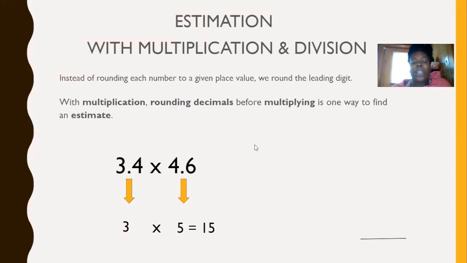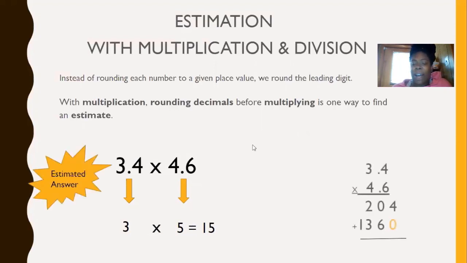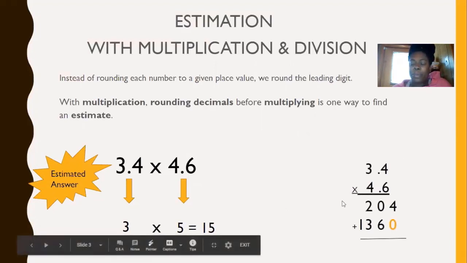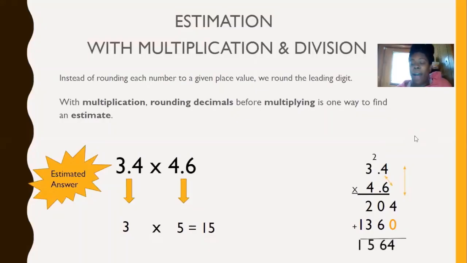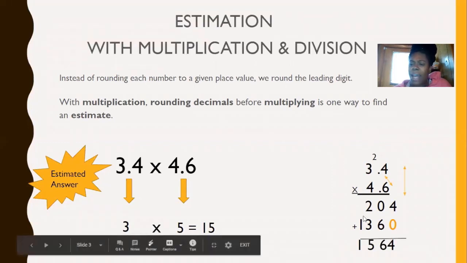I also want to solve the problem using an actual answer, finding out what the actual answer is. So I rewrite the problem and I solve. Once I solve the problem, I get 1564. I don't bring the decimal down in my problem because it will be confusing. I put the decimal in at the end. Now I noticed that it's important for me to figure out where this decimal goes.